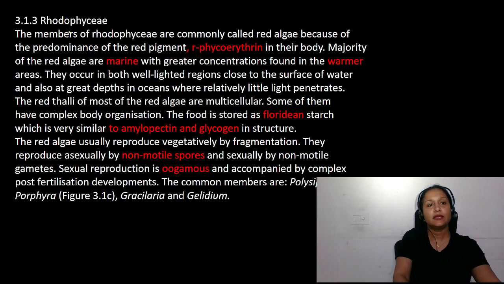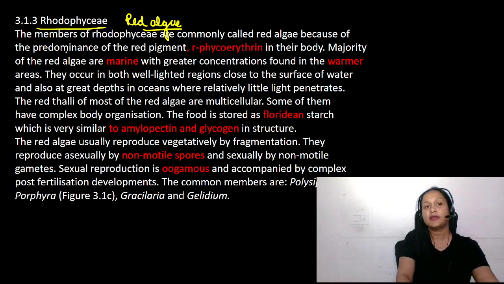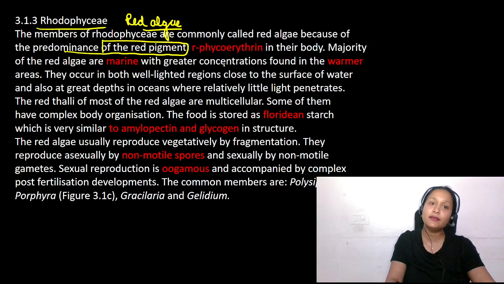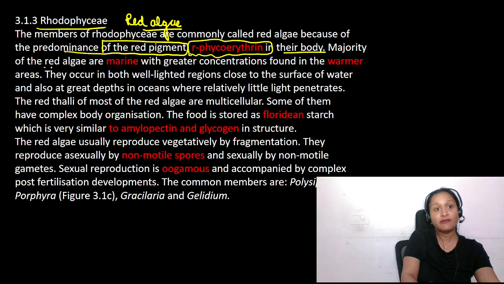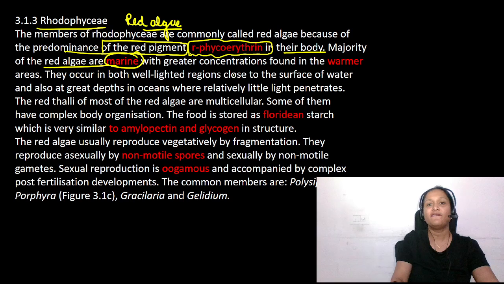So red algae, Rhodophyceae, means red algae we are talking about. Here the red pigment is very prominent. That is why they are red in color. And which red pigment are we talking about? Phycoerythrin is present in their body. Majority of red algae are marine, with greater concentration found in warmer areas.